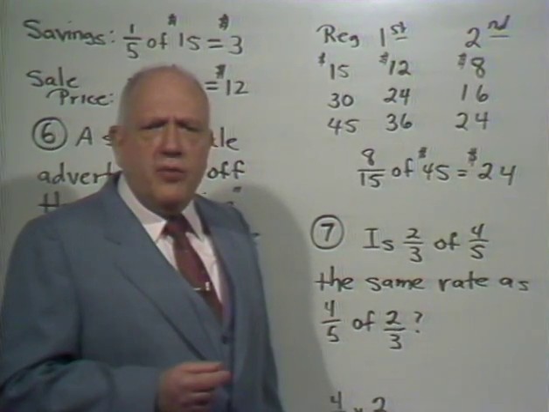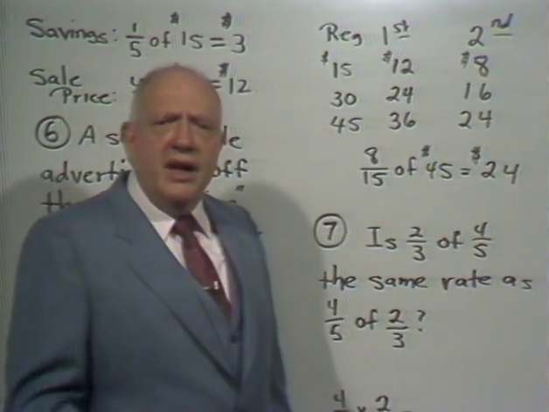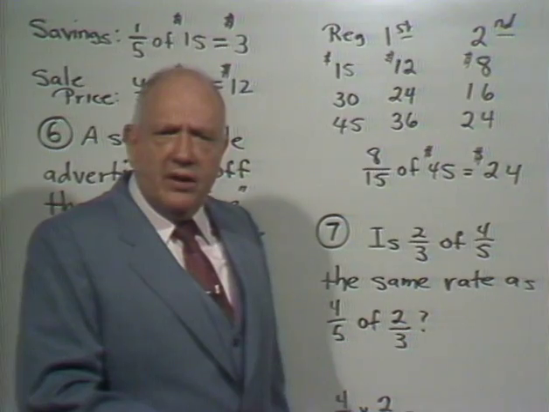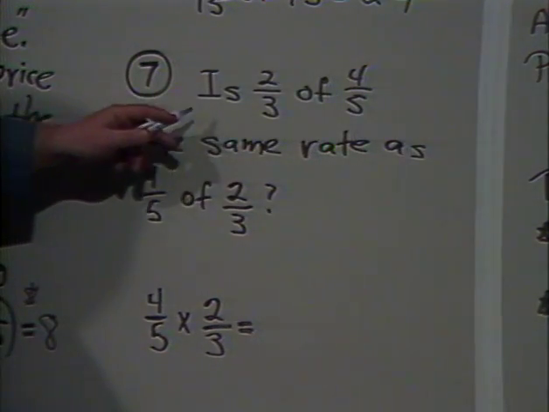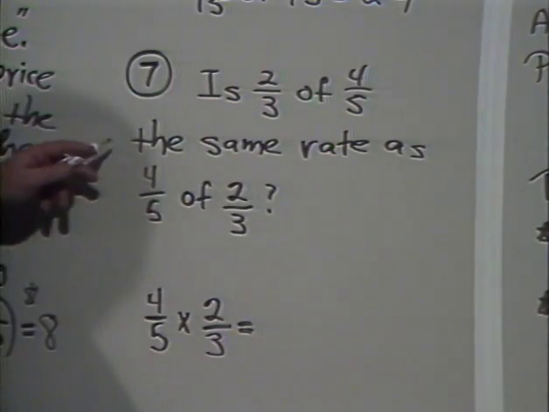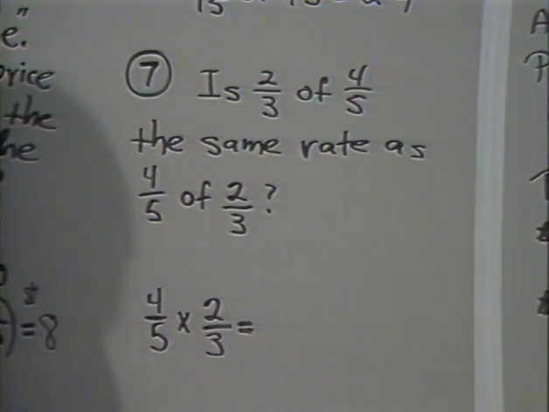Does it make any difference whether first you take off 1/3, then take off 1/5 of what's left, or whether you do it the other way around? That's the question I'm asking over here. Is 2/3 of 4/5 the same as 4/5 of 2/3? And the amazing answer is, even though they may sound different, taking 4/5 of 2/3 is a different procedure than taking 2/3 of 4/5.